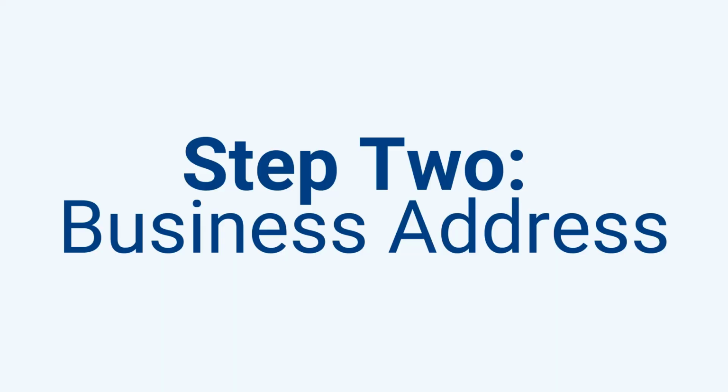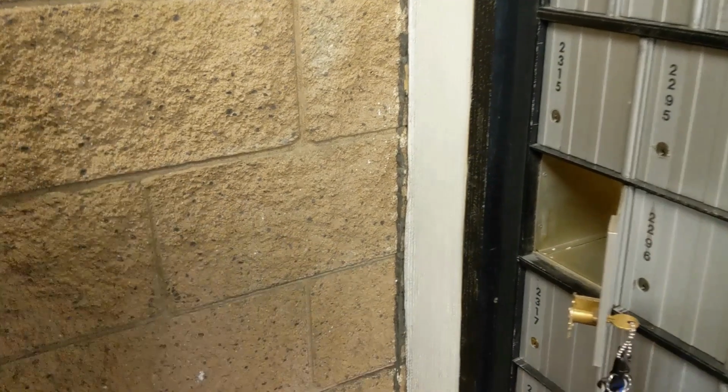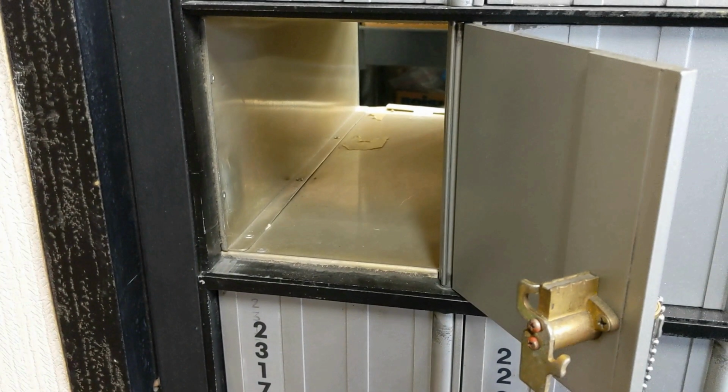Step 2. Choose a business address. In this section, you'll learn which business addresses don't work and which ones will work. We'll cover your options of P.O. Box, home address, virtual office, and virtual mailbox. Your business address cannot be a P.O. box, so save yourself the headache and don't get that.